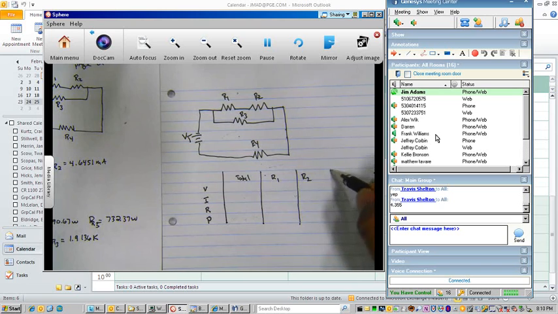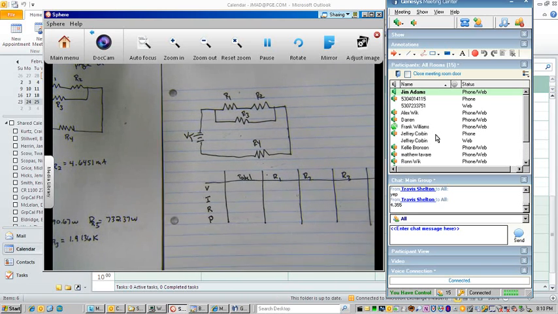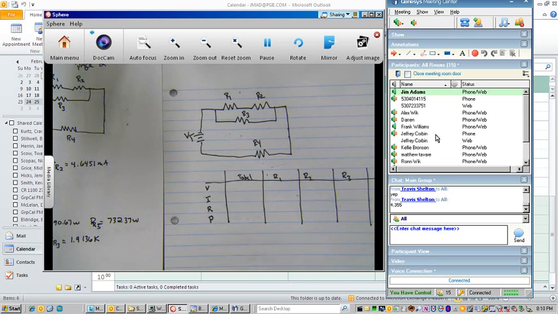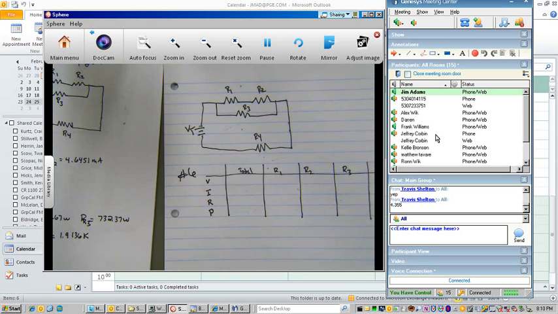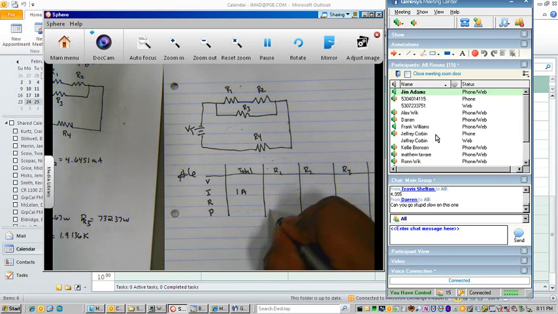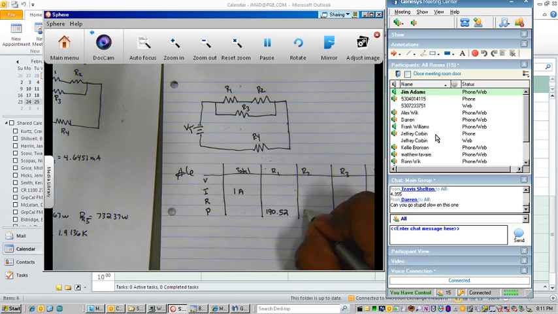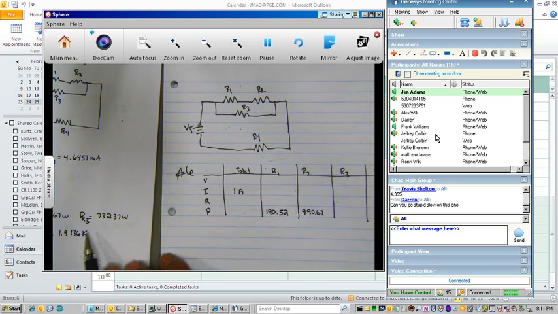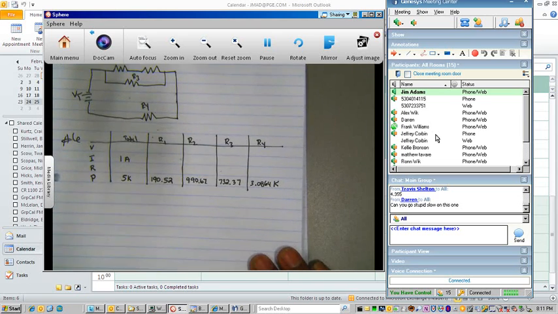Okay. R1, R2, R3, R4. There you go. That's going to be nice and neat now. Okay, do number 6. IT is 1 amp.